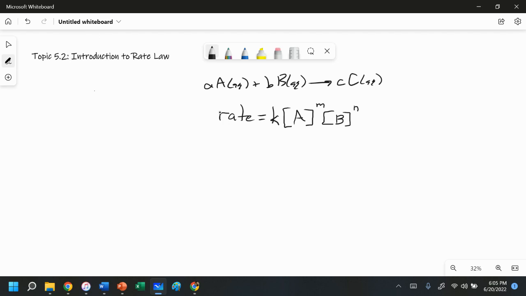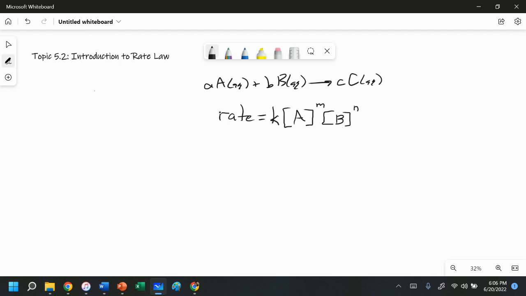What if M was 2, so that this reaction was second order with respect to A? Well, what that would mean is that the rate is quadratically related to the concentration of A. So if we doubled the concentration of A, 2 squared would be 4, so the rate would quadruple. Same thing with B. If B had an order of 2, then if we doubled the concentration of B, that would quadruple the rate of the reaction.